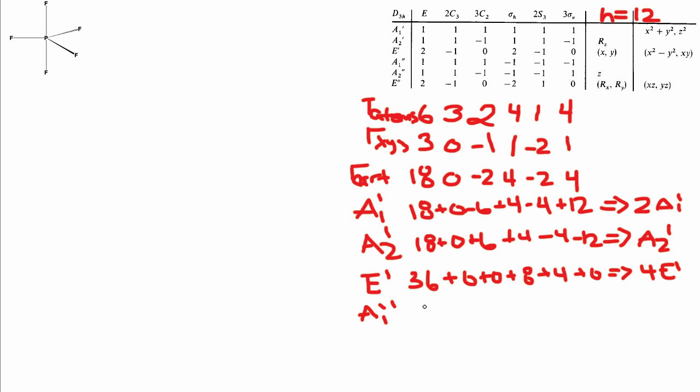And so moving on, what we'll have is A1 double prime, and looking at this, all of the last three are going to be negative, so if we work our way through that, we'll have 18 plus 0 minus 6 minus 4 plus 4 minus 12. And so that'll give us a total value of 0. Everything will cancel out in this case.